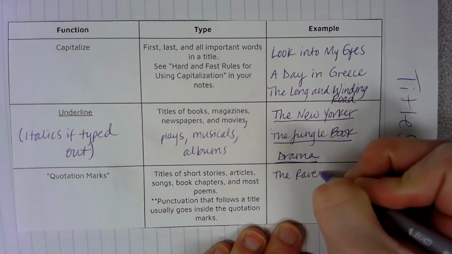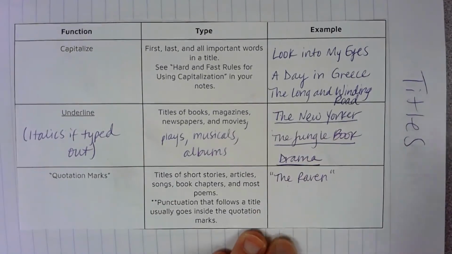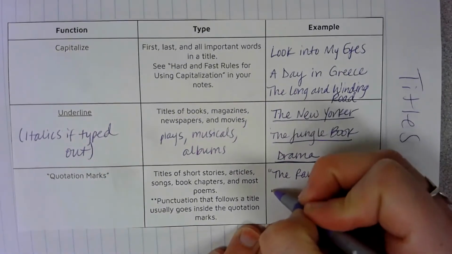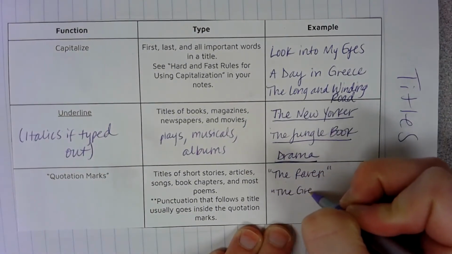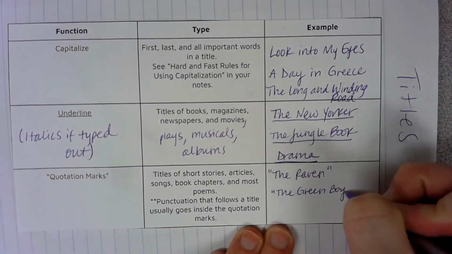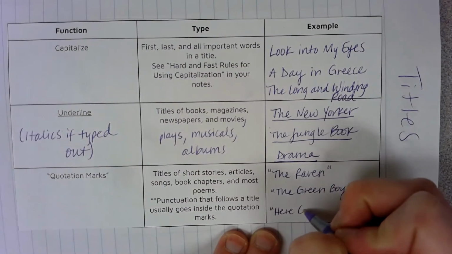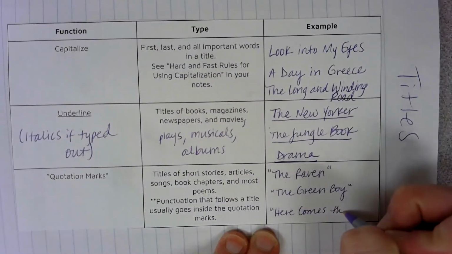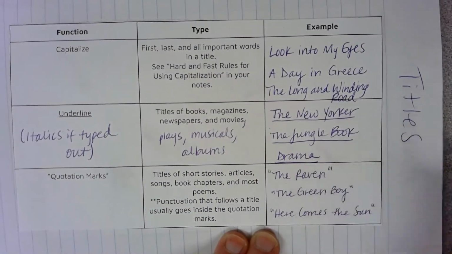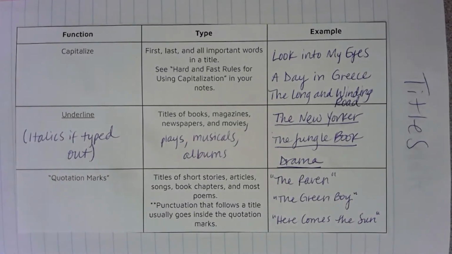The Raven is the name of a poem. Probably read that when you're in high school. The Green Boy is a short story. And then here's a song. Here Comes the Sun. So we put those in quotations. Okay, go ahead and pause this right now if you need to finish these.